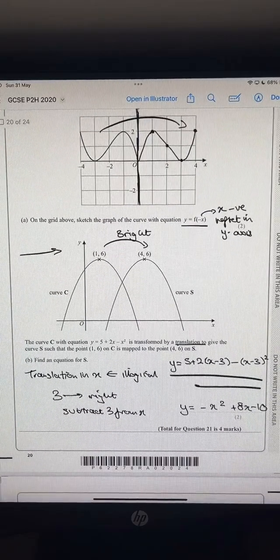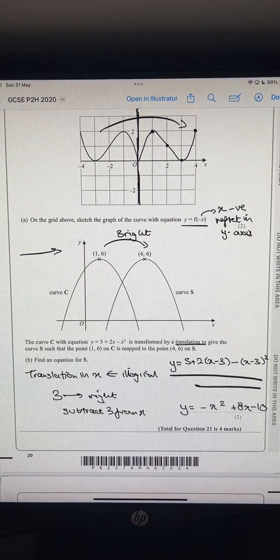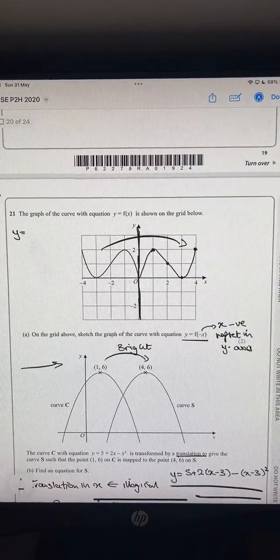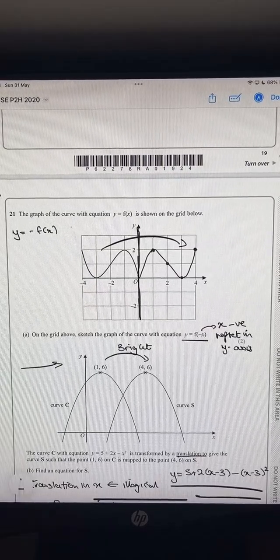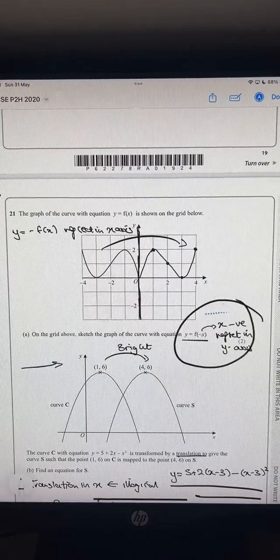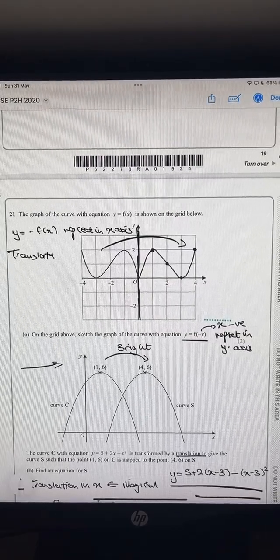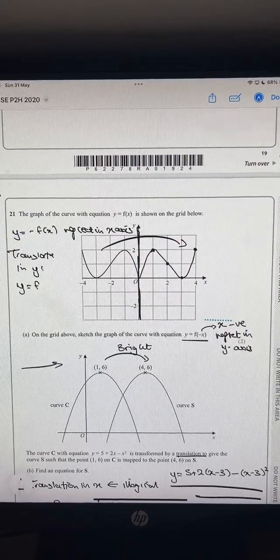So for this one, this is a translation in the x direction. I'm going through it one more time. It's an illogical one. So if you want to go 3 to the right, you have to subtract 3 from x. And then you just do it onto the x, so x minus 3 wherever you have an x. The main transformations you need to remember are the reflections. So you've got y equals minus f of x, so that's the whole y thing, that's reflect in the x-axis. Then you've got this one, which is reflect in the y-axis. Then you've got the translations in y, so that's y equals f of x plus alpha.